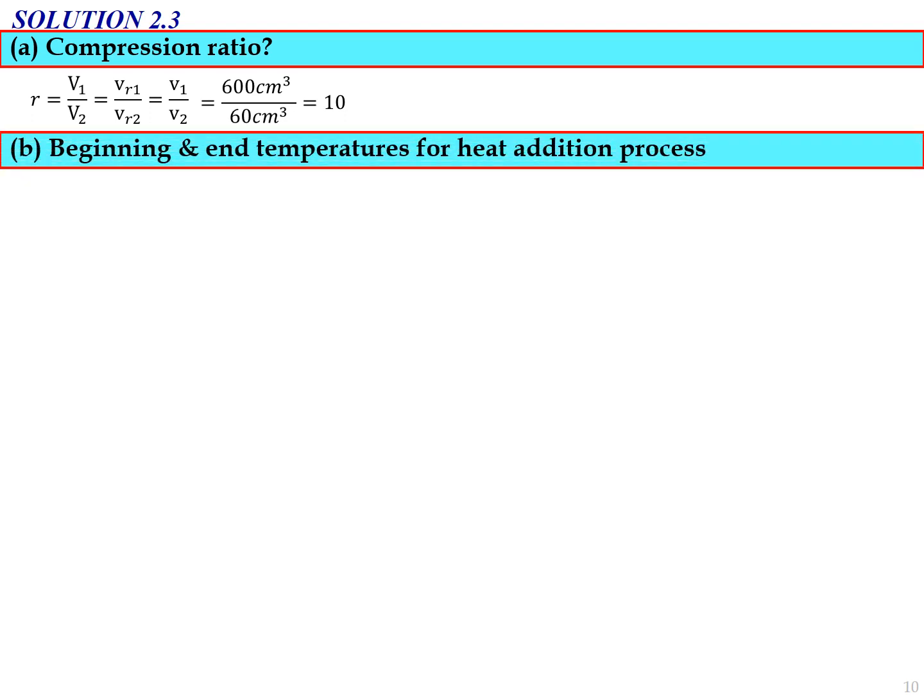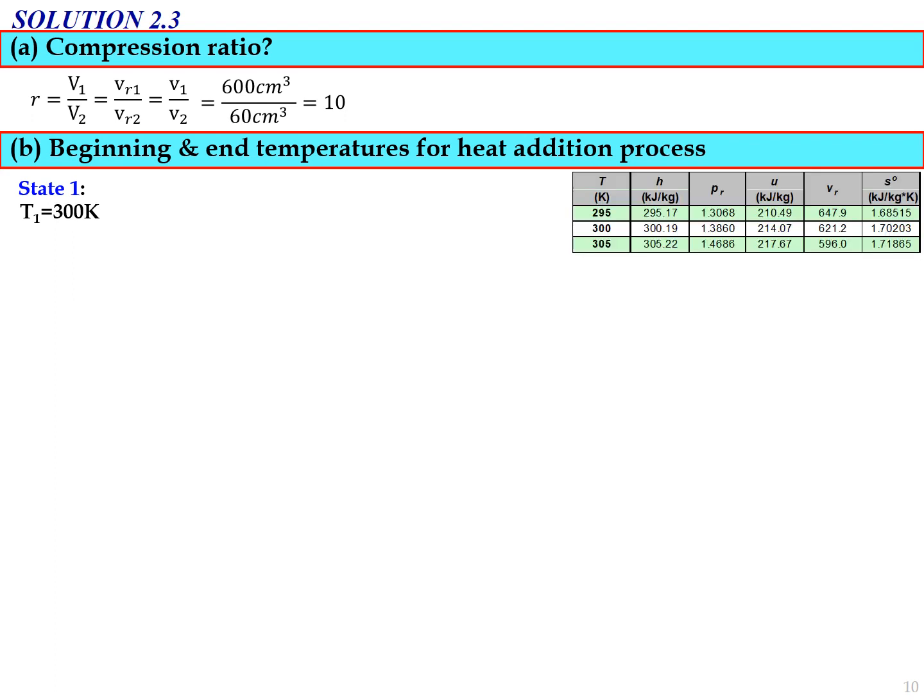Next, the beginning and end temperatures for the heat addition process. We need to refer to the heat addition process. We need to know which state refers to the beginning of the heat addition process, and also which state refers to the end state of the heat addition process. Now let us determine the important values for state number 1 and state number 4. For state number 1, the temperature given is T1 equal to 300 Kelvin, based on figure 1.1 and also figure 1.2.